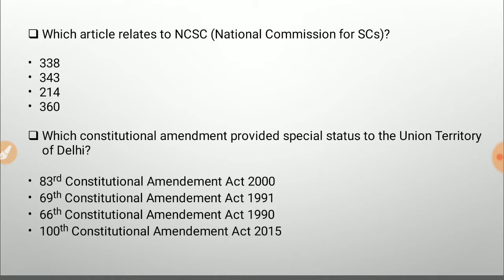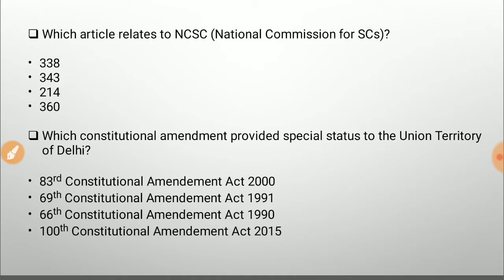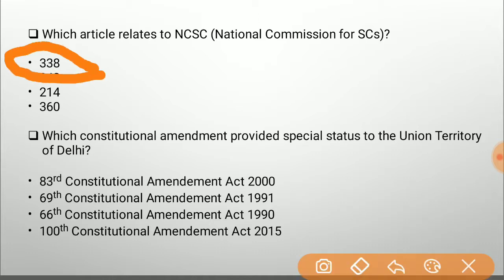Which article relates to NCSC, the National Commission for Scheduled Castes? Options are Article 338, which is the correct option, Article 343, which relates to the official language of the Union of India, Article 214, which relates to the High Courts of India, Article 360, which relates to the financial emergency provisions. So our answer is option 1, Article 338. Also, we have seen in the previous video that NCST, the National Commission for Scheduled Tribes, is related to Article 338A. So remember that as well.